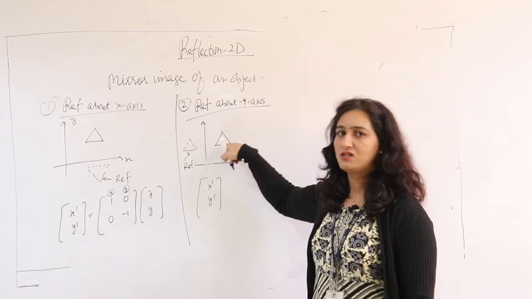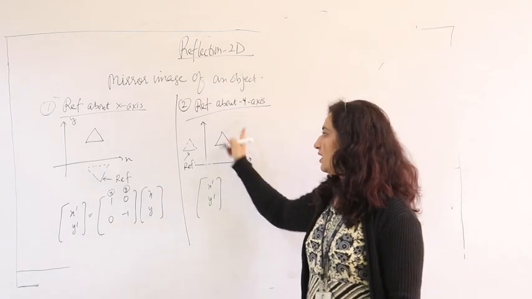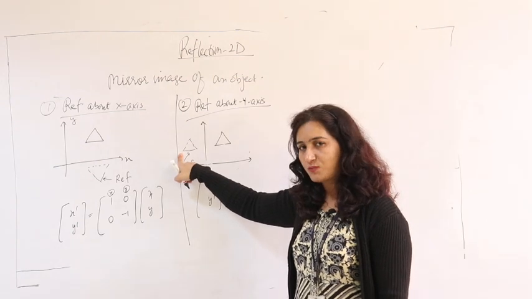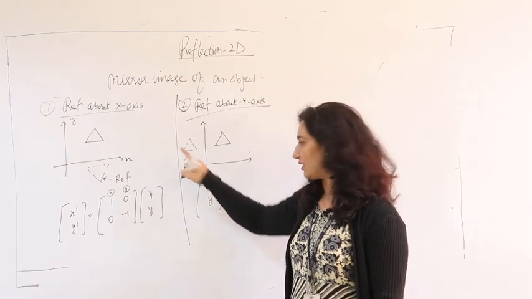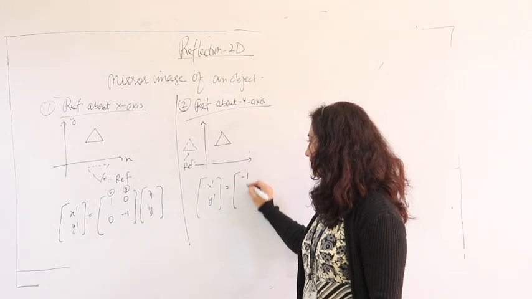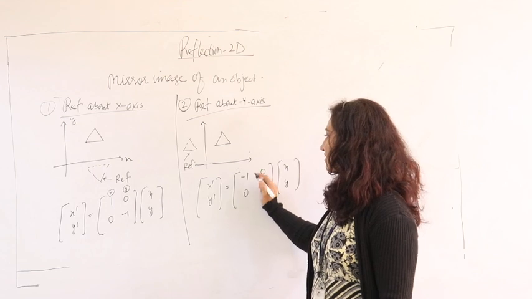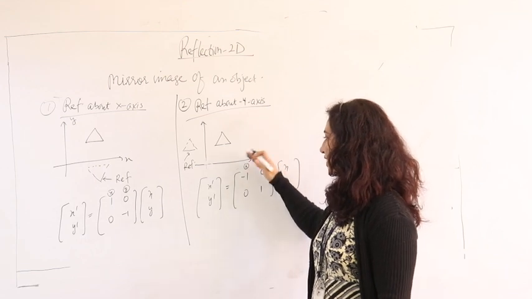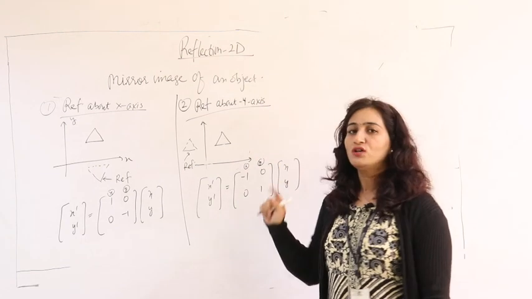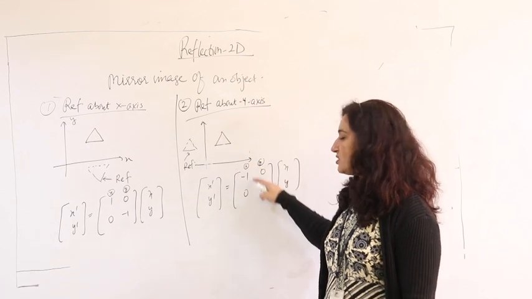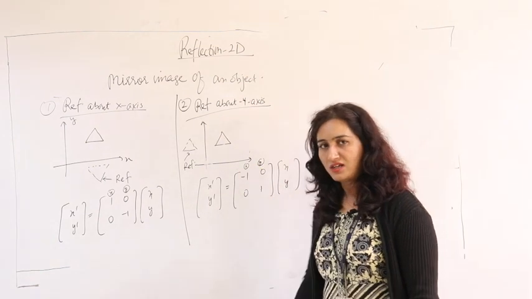Here x is positive, y is positive. Here y is positive, but x is negative. So the matrices is this. Suppose this is x, this is y, this is whole x, this is whole y. So in y axis matrices, there is no change in y axis, but there is a change in x axis.